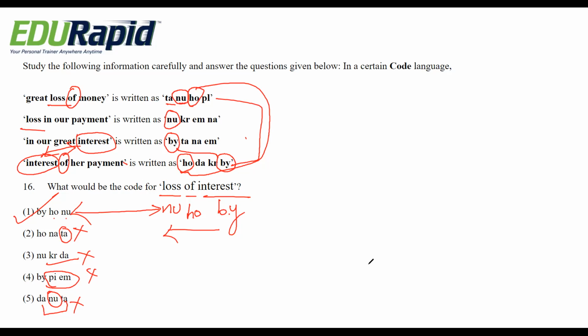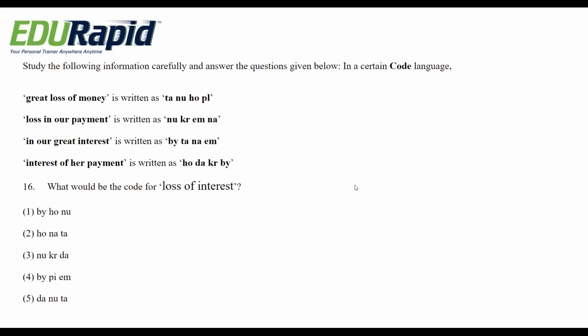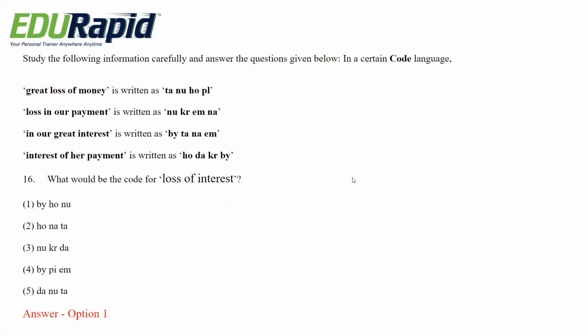I'm writing down everything for your understanding, but in the exam, you need not write anything. Just by analyzing the question and the common terms, you have to select the answer.